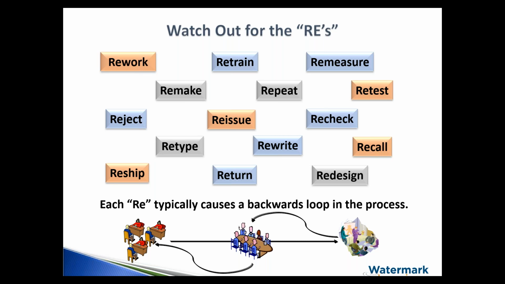How many times do we have to rework that? If we have to rework something quite a bit, our process isn't too good. Where in the process is creating that rework? If we get a lot of returns, why are we getting returns? Is there something in our process that's causing returns?